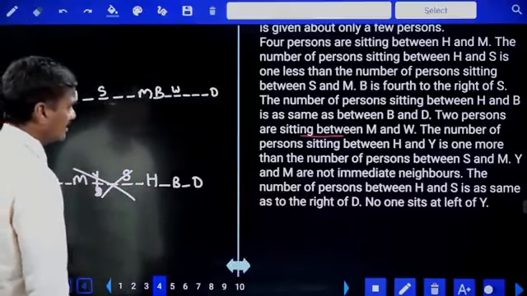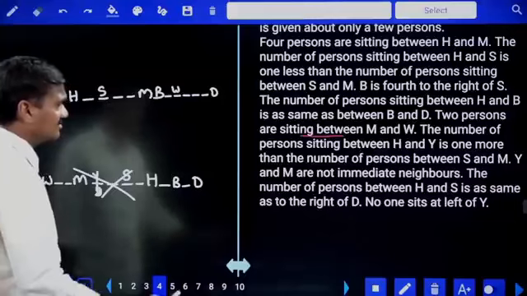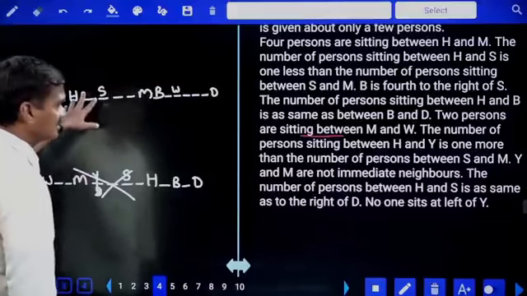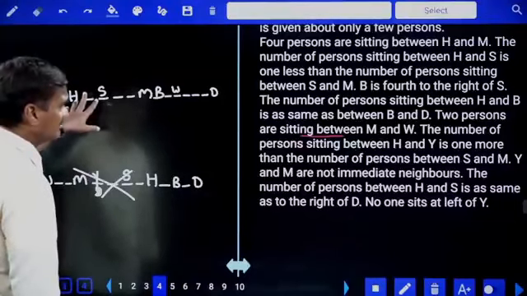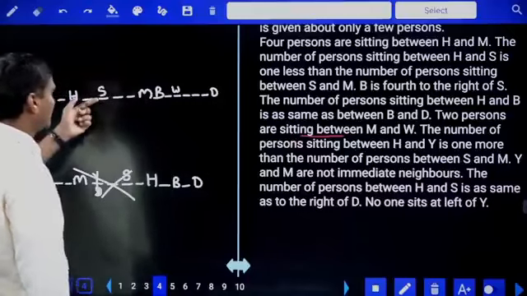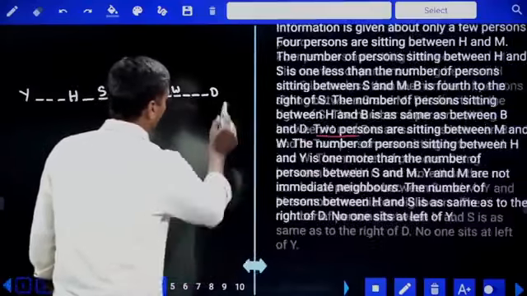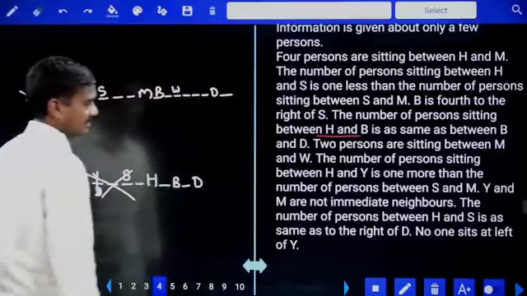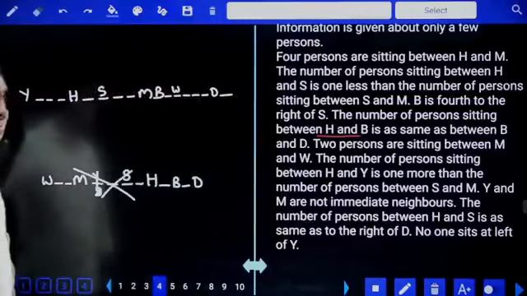And next one, Y and M are not immediate neighbors. The number of persons between H and S. H and S is 1. H and S is the same as to the right of D. And here there is 1 member, so to the right hand side of D there must also be just one. Hence D is second from the right. No one sits to the left of Y. Y is the first person.